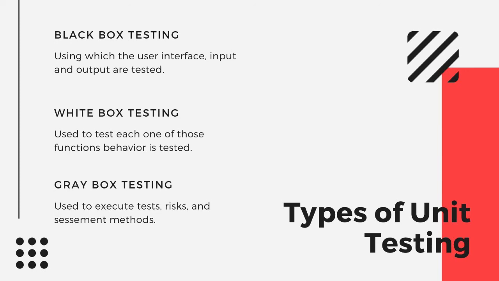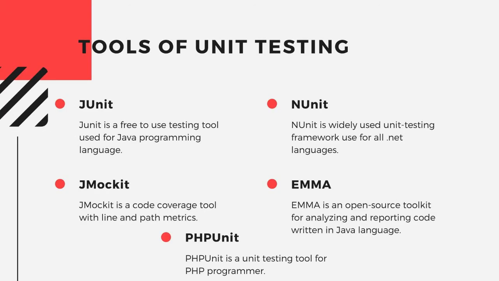And after that, let's move on to the tools of unit testing. We have five tools of unit testing. The first one is JUnit. JUnit is a free-to-use testing tool used for the Java programming language. So JUnit is used for Java. NUnit is a widely used unit testing framework for all .NET languages. So it is for .NET languages.